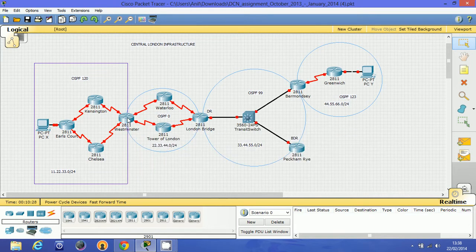In this case, this router will collect the information of this area and advertise to this area, and the other way also applies. This router will collect the information of this area and advertise to this area, and the same thing applies in these two routers. This router will collect the information of this area and advertise to this area, and collect the information of this area, OSPF 99, and advertise it to OSPF 123.